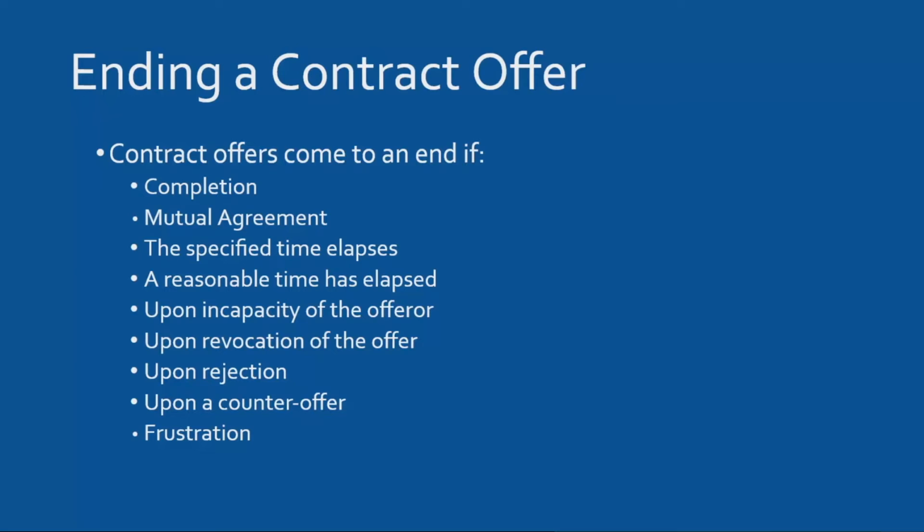Specific time elapse. I give you 2 days to respond to me. You come back in 5 days. The offer's lapsed. Upon incapacity of the offeror, I get run over by a bus. I'm no longer capable of selling the car. Upon revocation of the offer, I phone you up and say, sorry, before you accepted the offer, I decided not to sell it. Upon rejection, you phone me and say, sorry, Paul, that's too much for that car, I'm not going to accept it.